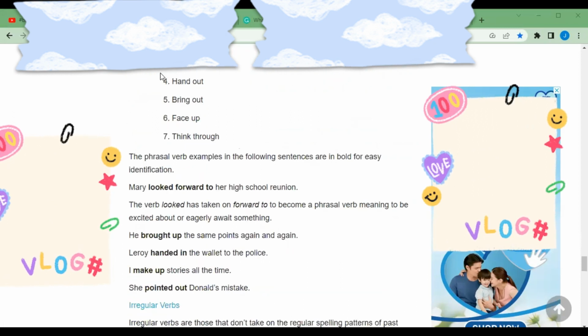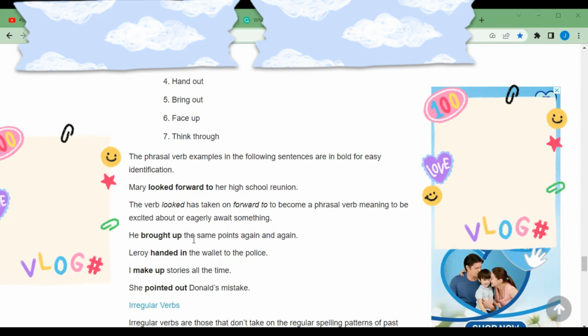Phrasal verb examples we have: run out, go all out, make out, hand out, bring out, face up, think through. The phrasal verb examples in the following sentences are in bold for easy identification. Mary looked forward to her high school reunion. The verb look has taken on forward to become a phrasal verb, meaning to be excited or eagerly await something.